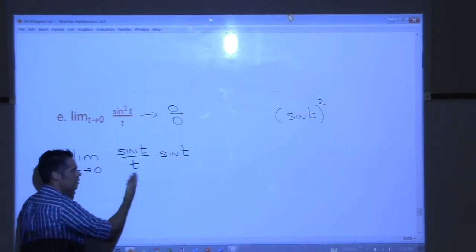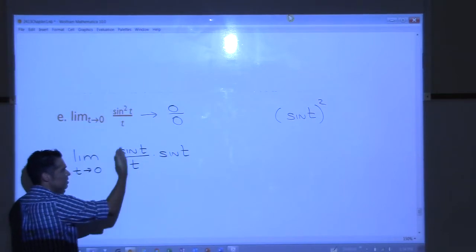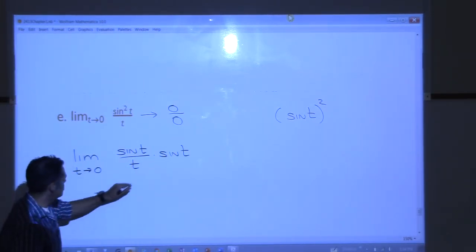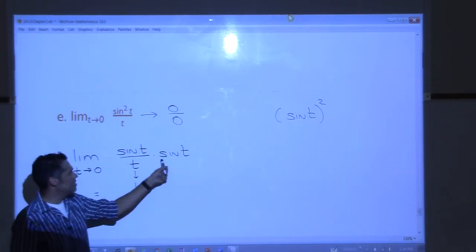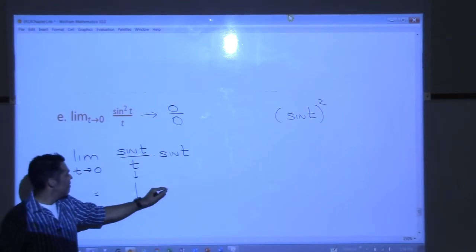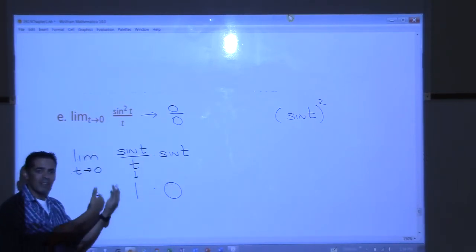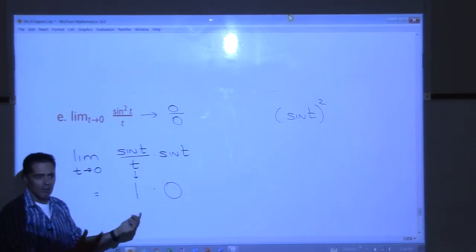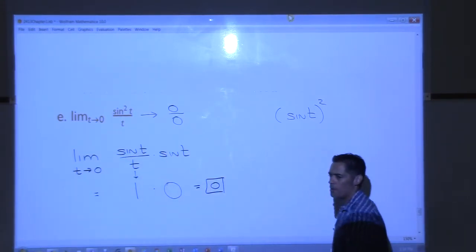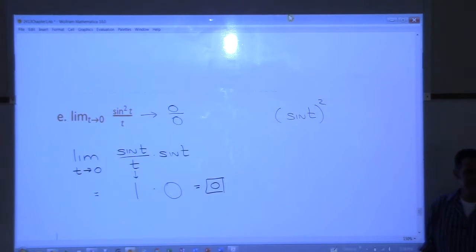Okay, so if that's what it is, then Danielle, what does this first thing go to? It goes to 1, right? So I can say that this goes to 1, and then times sine of 0, which is going to be 0 again. But this time it's not division by 0. This is 1 times 0, which is 0. So the answer is 0. Does that seem too easy?